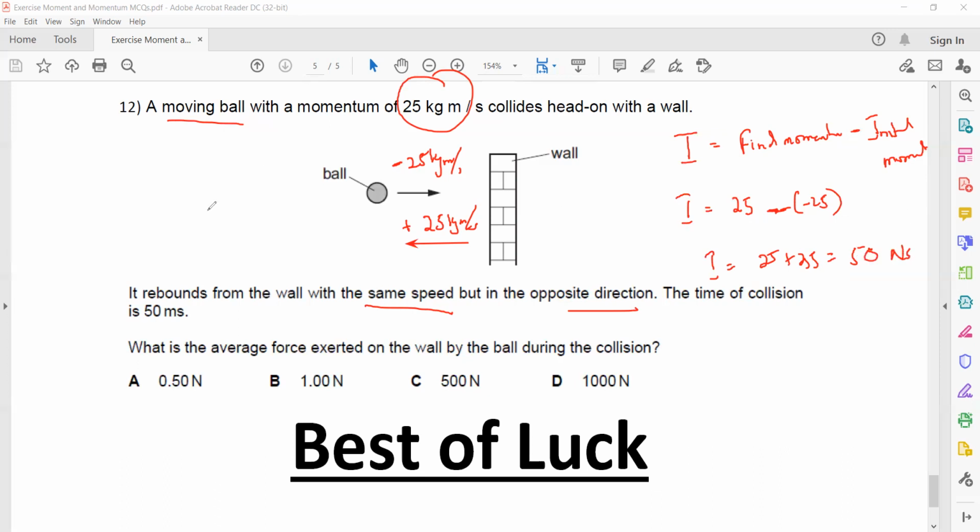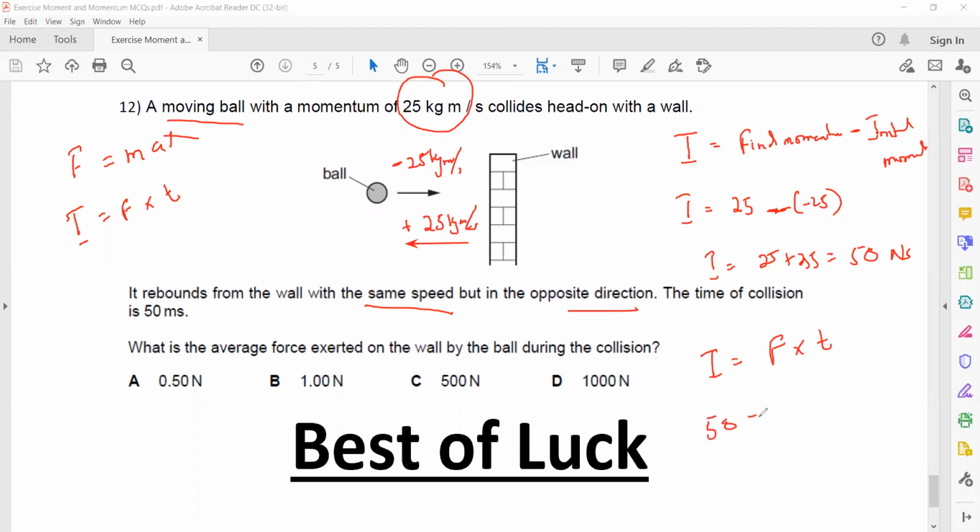We have to find the force. So force we can find by using the formula F is equal to ma, or impulse is equal to force multiplied by time. But in the question, because we don't know the initial and final velocity, we cannot use the first formula. So first we are finding the impulse, which is 50 here, and then impulse is equal to force multiplied by time.